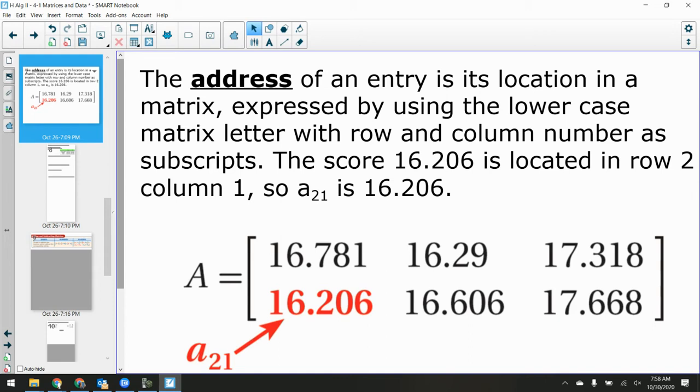a21. Okay? So that means I'm in matrix A. I want row 2, column 1. So within matrix A, I'm going to look for row 2, column 1. Right there. Gives me an exact location. For example, 17.668 would be a23. If I wanted to know what value was at a12, I would say, okay, in matrix A, row 1, column 2, 16.29 would be a12. So the address is the lowercase letter with a subscript, those 2 1-digit numbers, that tells you exactly where it is, the location within the matrix.